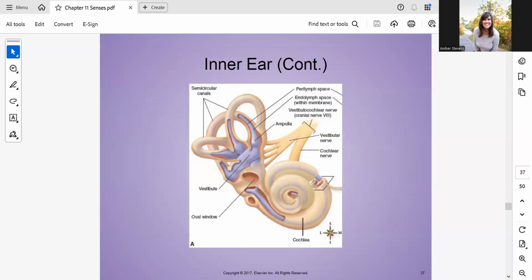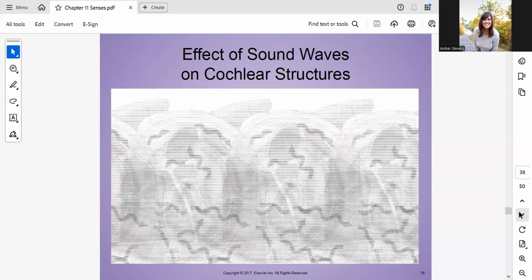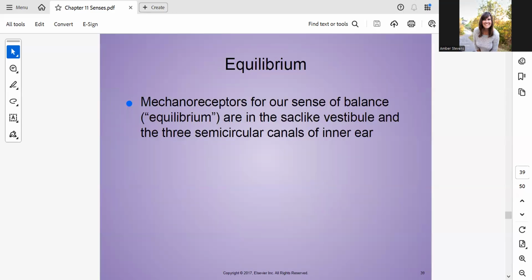All right, so this is an illustration of all those things that we just talked about. You can see the semicircular canals, the vestibule, the cochlea. This is the effect of sound waves on the cochlear structures. And then when we talk about equilibrium, this is our sense of balance, and the inner ear is key in maintaining that sense of balance.